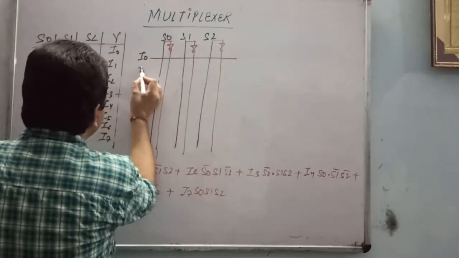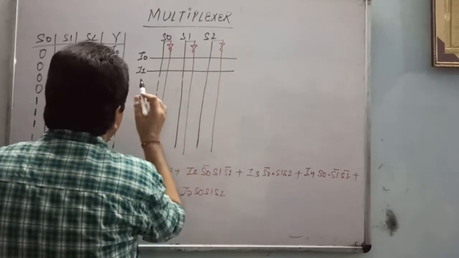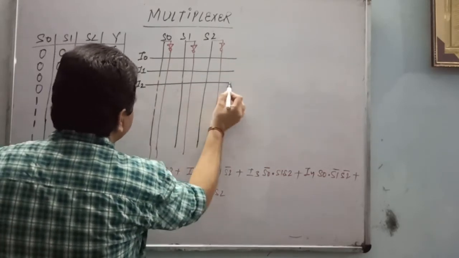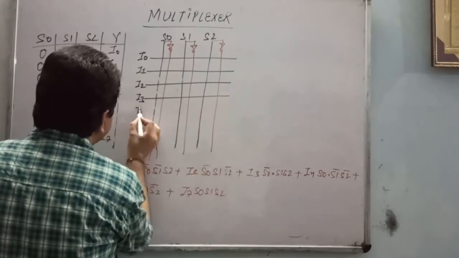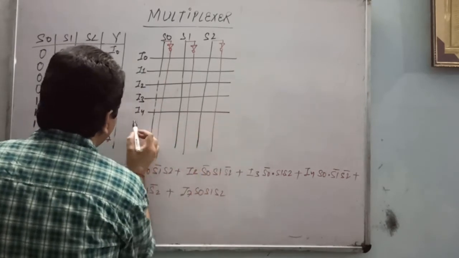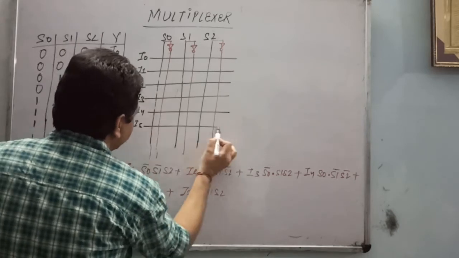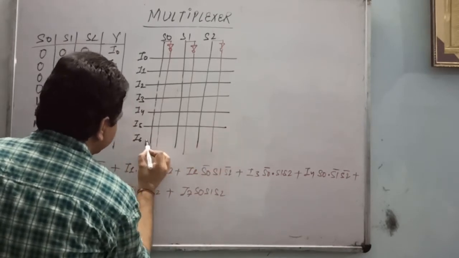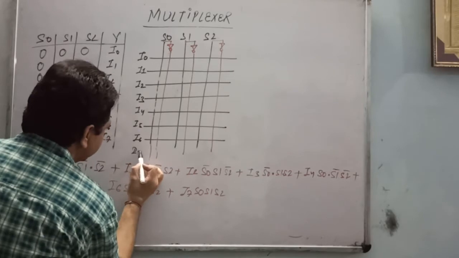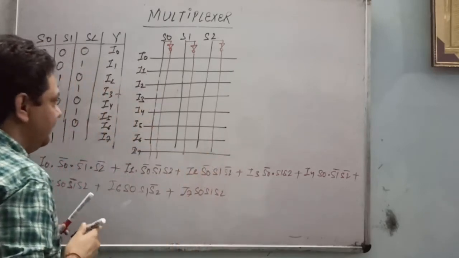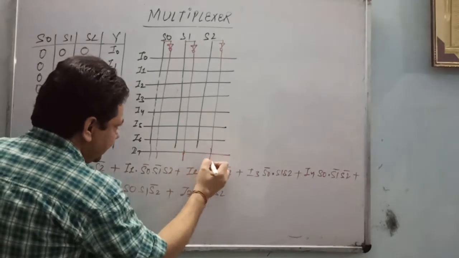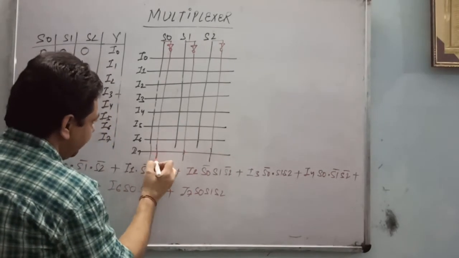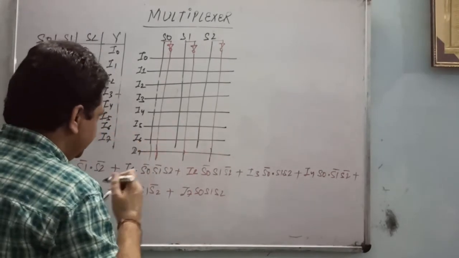I0, I1, I2, I3, I4, I5, I6, and finally I7. Understand? Just a moment. Just a little bit extend. Okay, 1 minute.